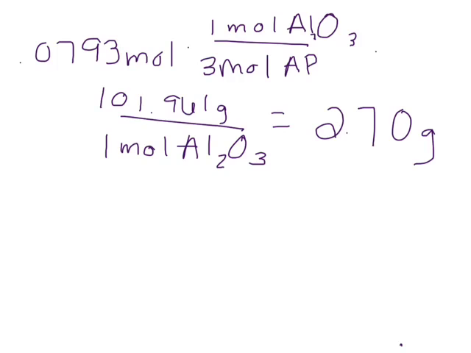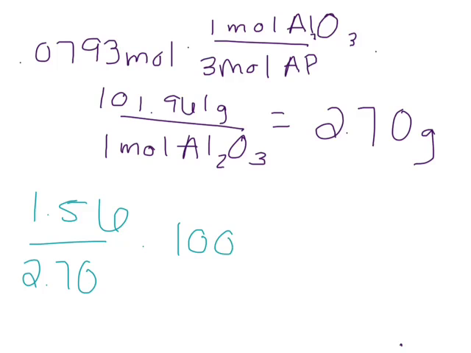Now the next problem asks to find what is the percent yield if an experiment has 1.56 grams of aluminum oxide as the result. So what we're going to do is put 1.56, which is the experimental yield, over the theoretical yield, which is 2.70, and multiply it by 100. So the percent yield is 57.8%.